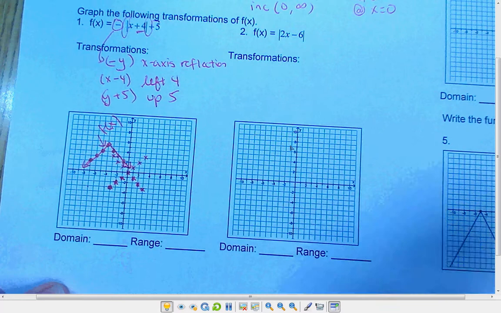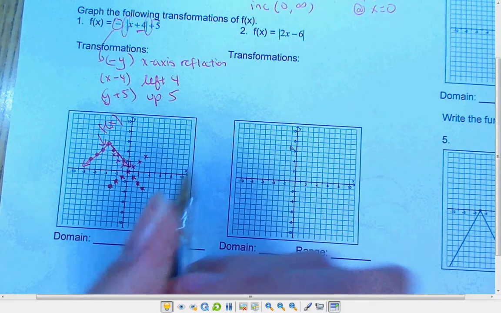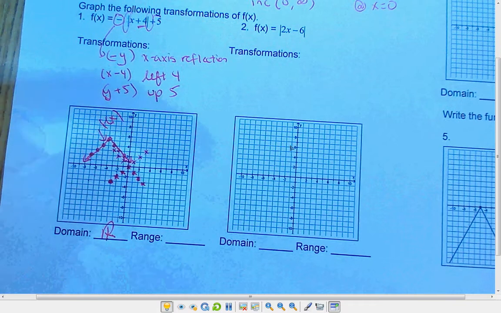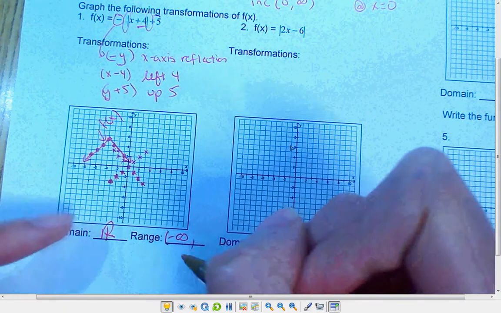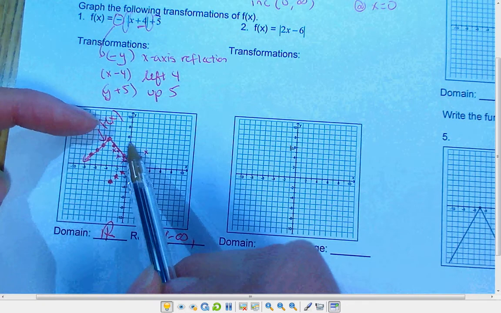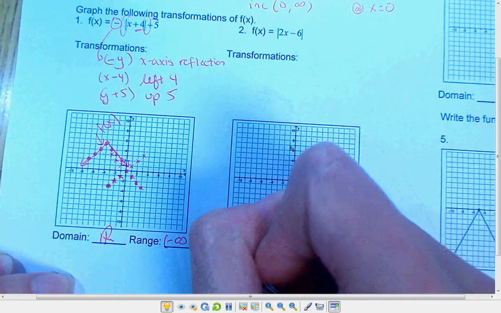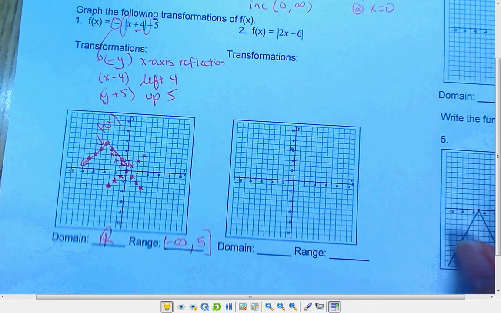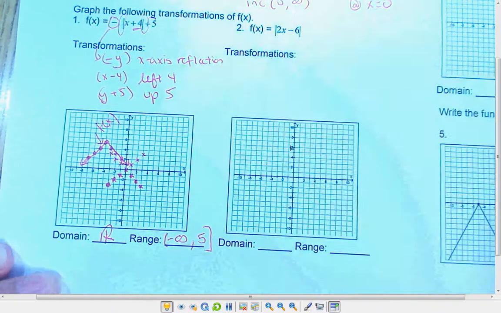This is my function, so my domain is left to right, goes on forever in both directions, so I'm just going to put all real numbers. My range, so notice how it's pointing down, so the lowest point is going to be negative infinity, and then the highest point is going to be a y value of 5, because the smaller number goes before the bigger one. And again, range is y, so be careful you're using the y value.